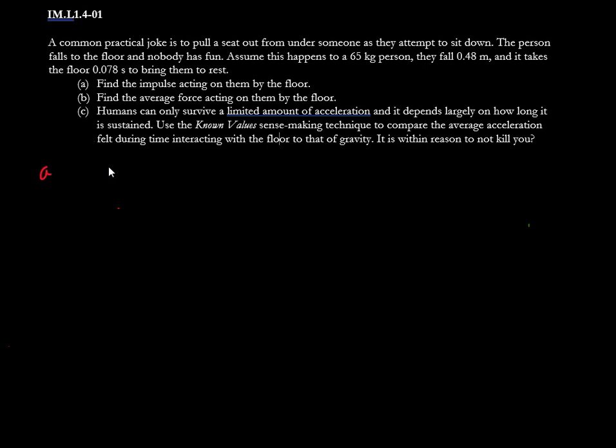For part A, let's just write down everything we know at first. We know the mass of the person is 65 kilograms. We know that the acceleration due to gravity is 9.8, which we're going to keep positive. We're going to treat downwards as positive. And we know that the change in x downwards is 0.48, so that's going to be positive as well. And we know that the change in time equals 0.078 seconds. And that's after they've touched the floor to when they come to a complete stop.